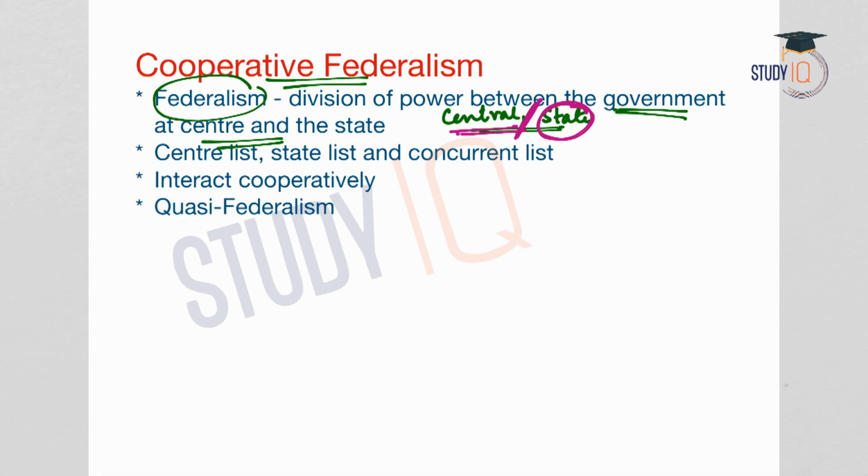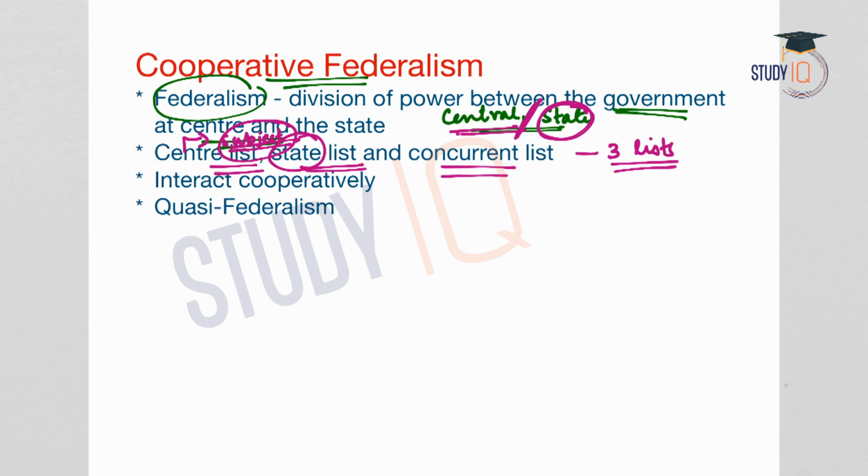The powers between the center and the state are divided in the constitution in three lists, that is the center list, the state list and also the concurrent list. In these three lists provided in the constitution, the powers have been divided among the center as well as the states. In the central list there are subjects where the center can take a decision. In the state list there are certain subjects on which the state government can take decisions, and on the concurrent list there are subjects where both the center as well as the states can make decisions.